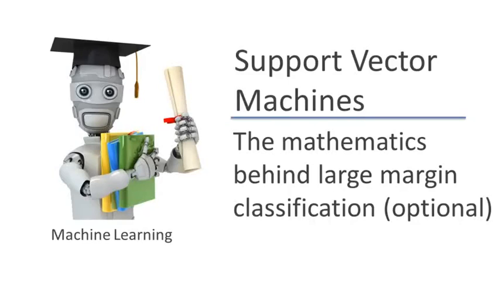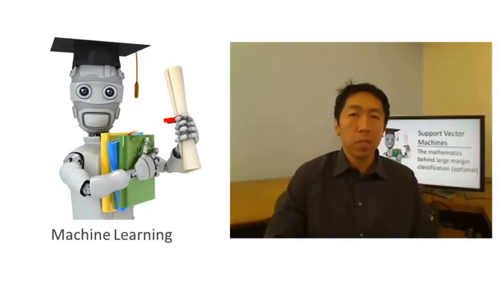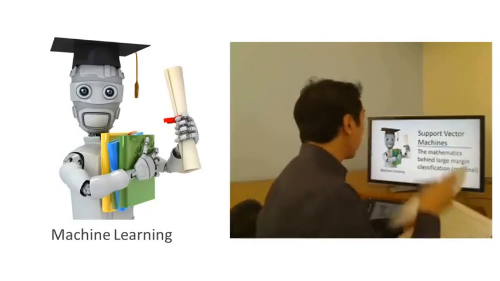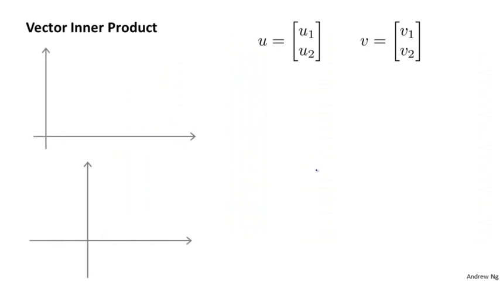In this video, I'd like to tell you a bit about the math behind large margin classification. This video is optional, so please feel free to skip it, but it may also give you better intuition about how the optimization problem of the support vector machine leads to large margin classifiers. In order to get started, let me first remind you of a couple properties of what vector inner products look like.